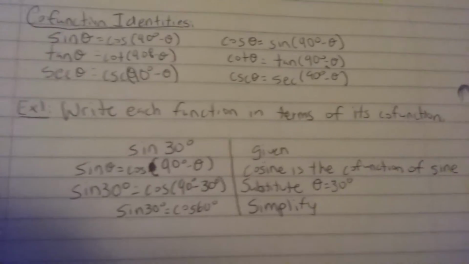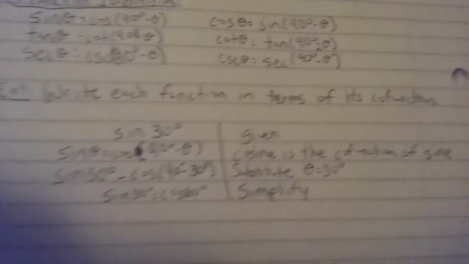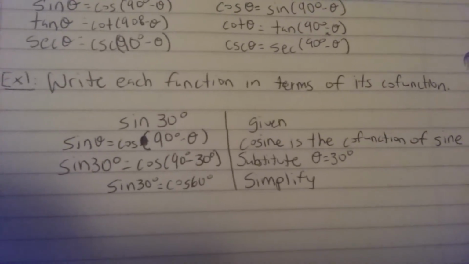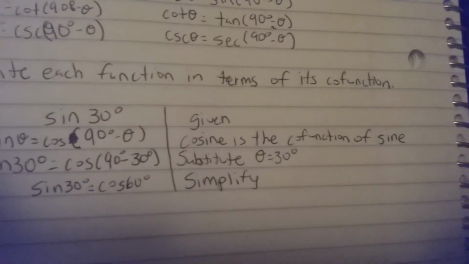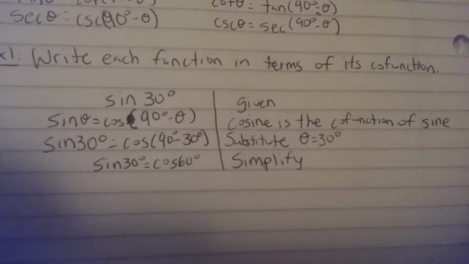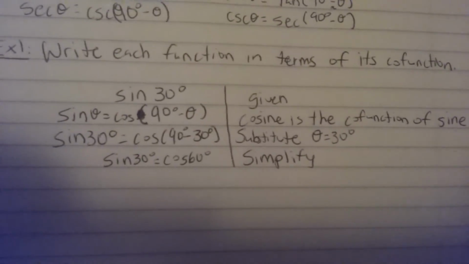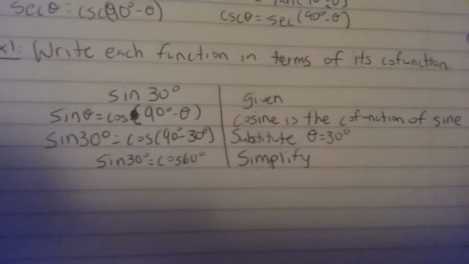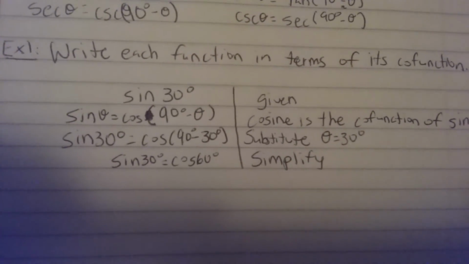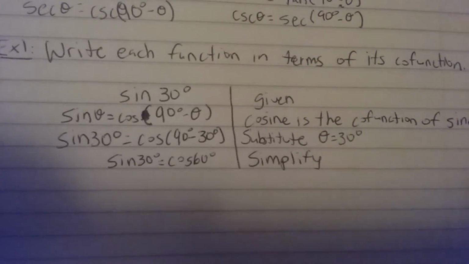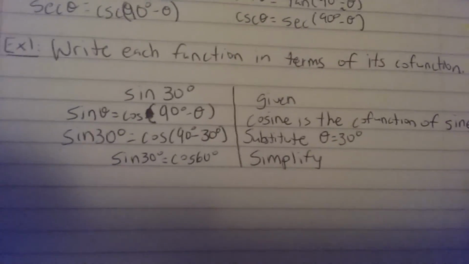An example of solving for cofunctions is when the question will say something like, write each function in terms of its cofunction. It will give you a given such as sine 30 degrees, and then you know that cosine is the cofunction of sine, so you would plug it in. Sine theta equals cosine of 90 degrees minus theta. Next you would substitute theta, which equals 30 degrees, and it will read sine 30 degrees equals cosine of 90 degrees minus 30 degrees, and you would simplify that and you would get the final answer of sine 30 degrees equals cosine 60 degrees.